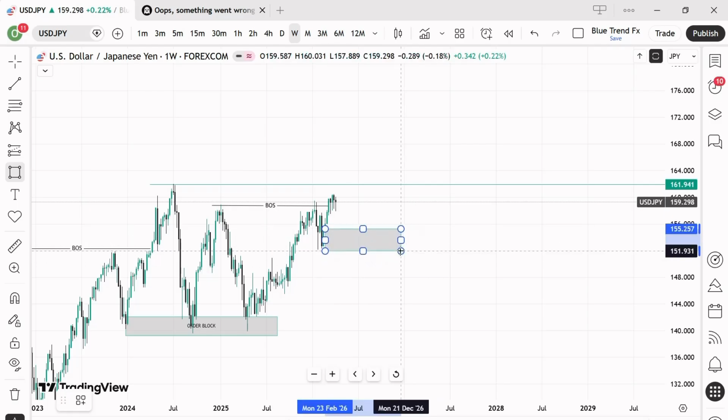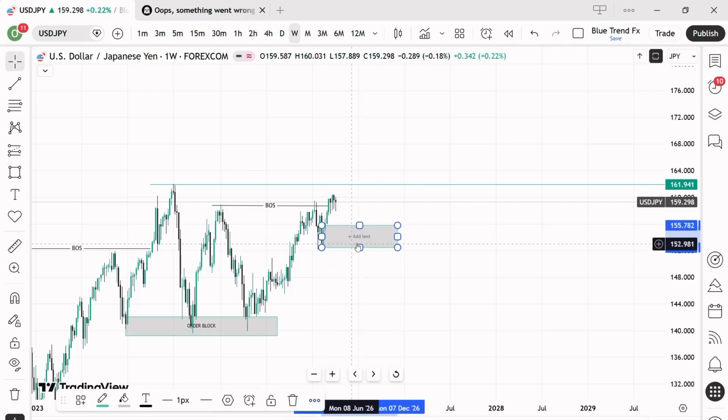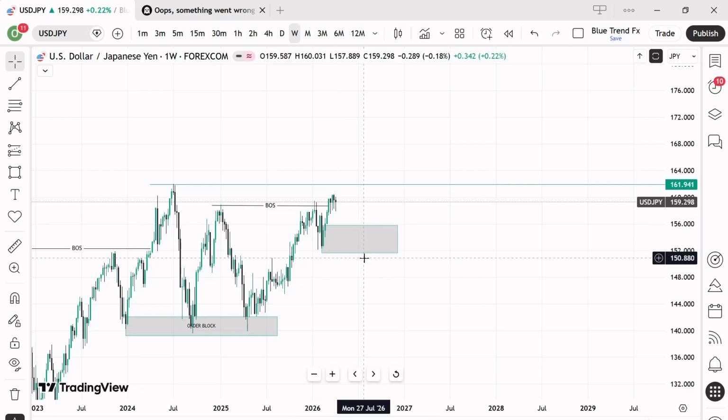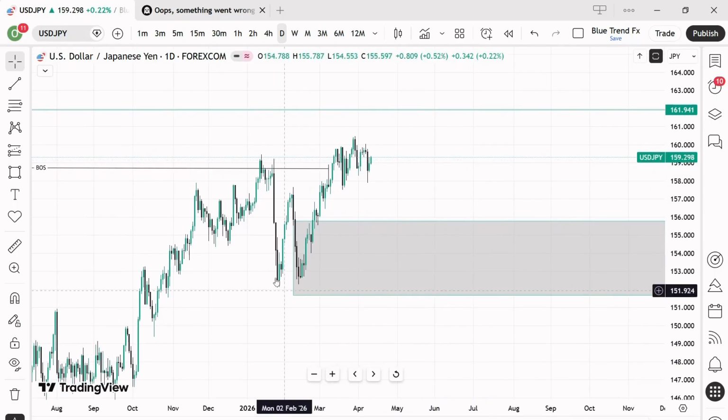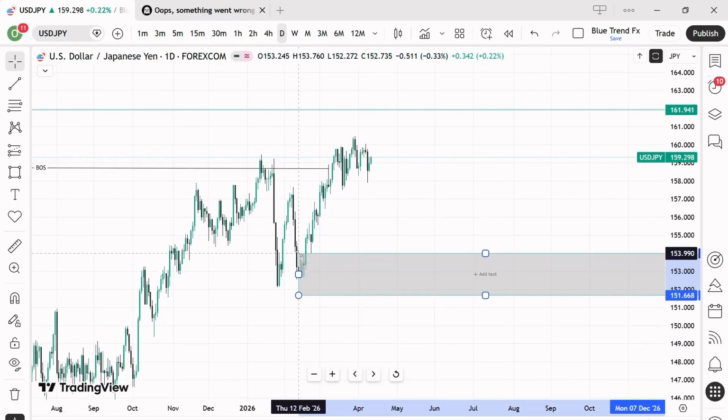This should be a point of interest on weekly if you are a swing trader. Yeah, you heard that right, if you're a swing trader.